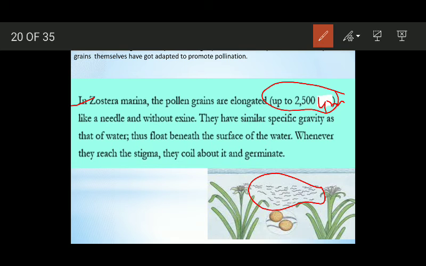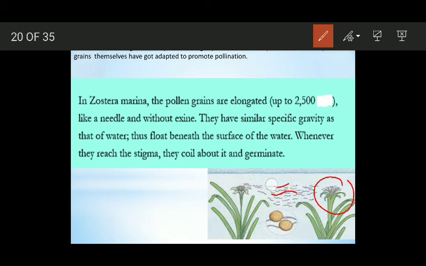They do not come to the surface of water. They have the same specific gravity as that of the water. Thus, they float beneath the surface of water. They do not come to the surface. And whenever they reach the stigma, they coil about it and germinate. For example, this is a plant, it produces the pollen grains, which are long, needle-like. They have the same specific gravity as that of the water.